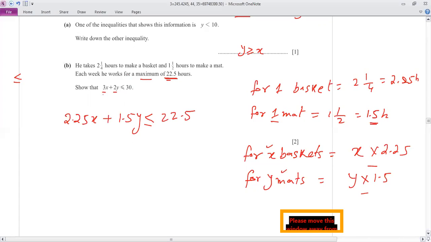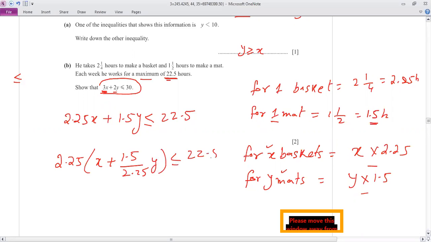Now the question is saying you have to prove this inequality. Now how can I make 3x here? First, I will take common 2.25 because I have to make 3x. Okay, going to take the common 2.25. Then here will be left only x plus 1.5 over 2.25 y less than or equal to 22.5.